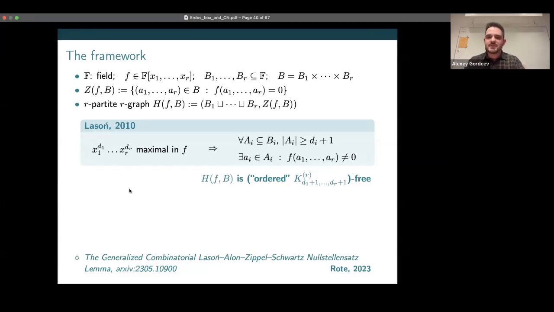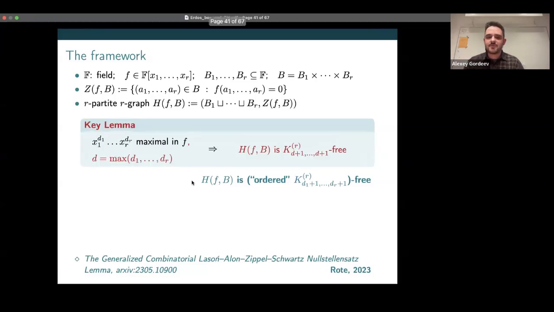But from this point, it's very easy to go to just showing that H of FB is free of all copies of some slightly larger hypergraph. So if D is the maximum of all the d_i's, then H of FB clearly would be free of all copies of this complete hypergraph, right? Because if it contained a copy like that, then this subhypergraph would contain a subgraph which is an ordered, smaller complete r-partite graph.